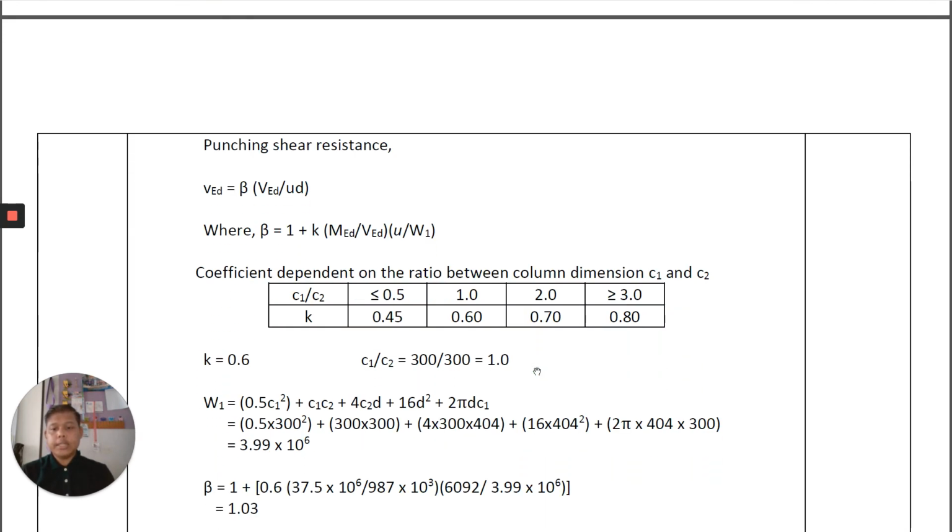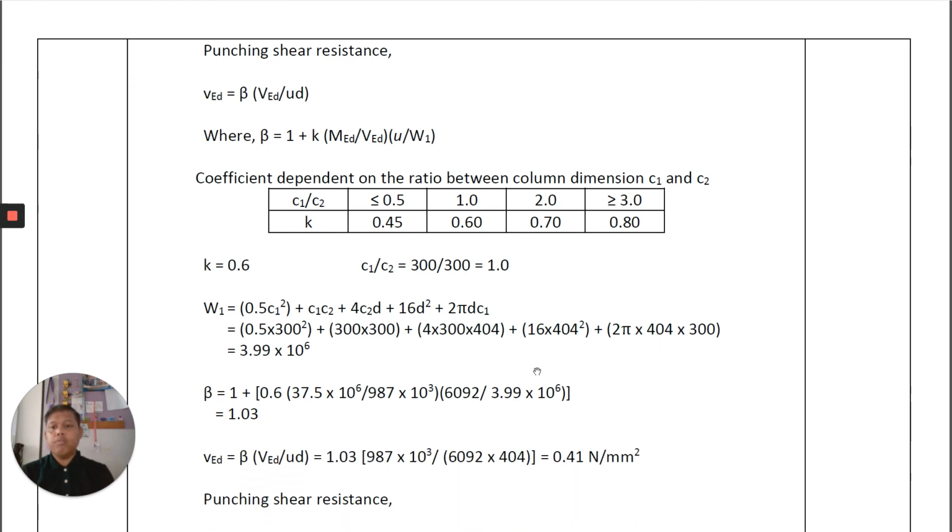And then punching shear resistance, so you have to calculate the small VED, which is the punching shear stress, equal to beta times VED over UD. Then you have to calculate this beta by using this formula: 1 plus K times MED over VED times U over W1. Then you have to calculate K.